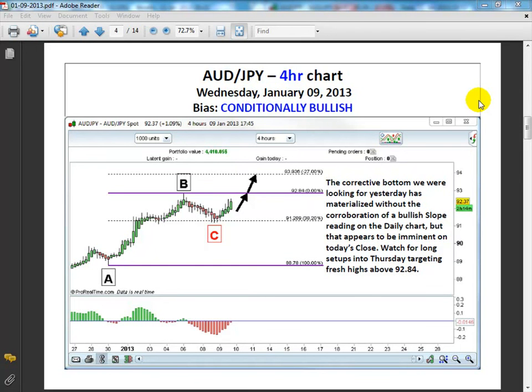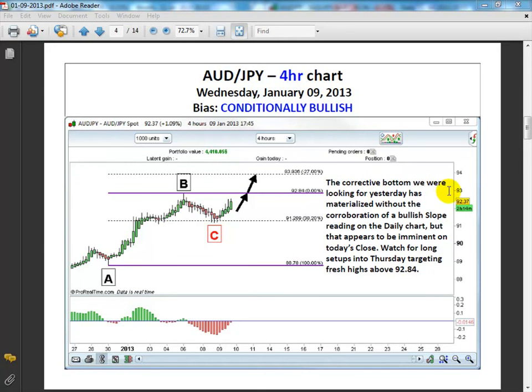Aussie yen 4-hour chart. The bias was conditionally bullish. Actually, in retrospect, I should have used different terminology there. I should have said pending long. But in any event, as per this annotation, we had a swing point A, the last corrective low of significance at 88.78, swing point B, an interim high at 92.84. Then we labeled the corrective bottom on the 38 Fibonacci and suggested the next move was up to fresh highs above 92.84, and one idea for that would be, for example, the 27% Fibonacci extension at 93.94.